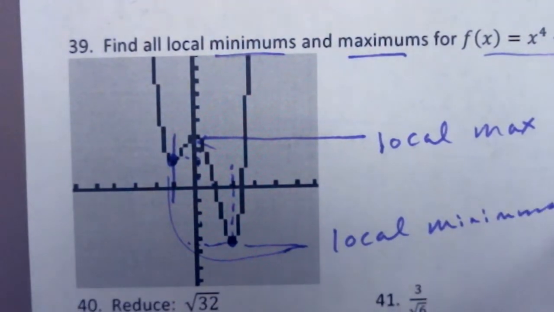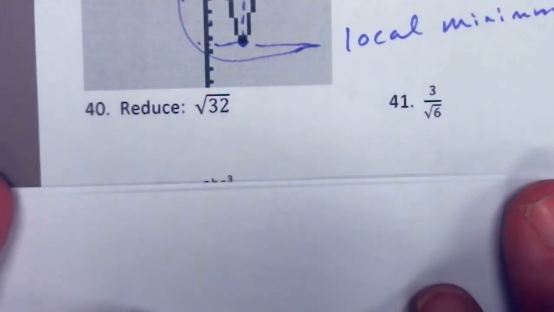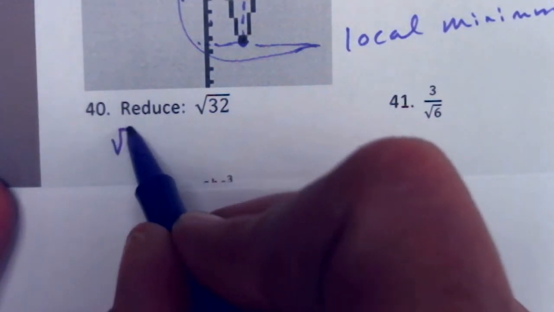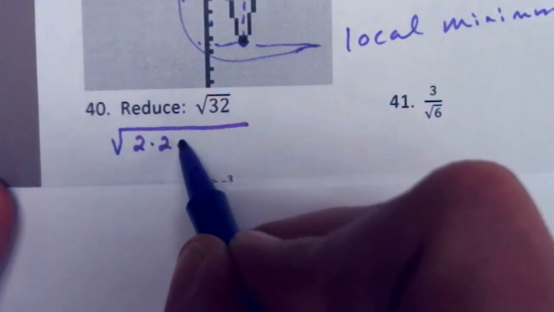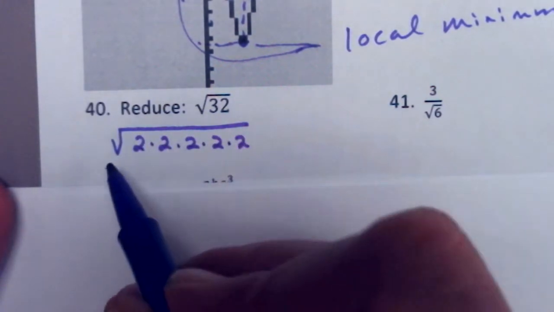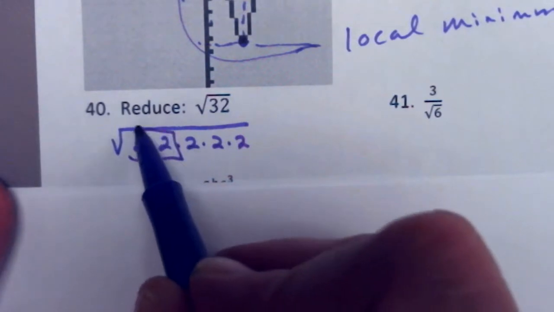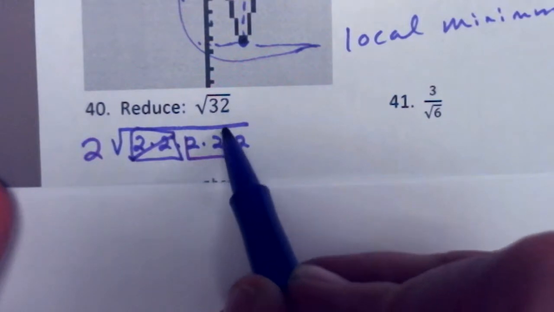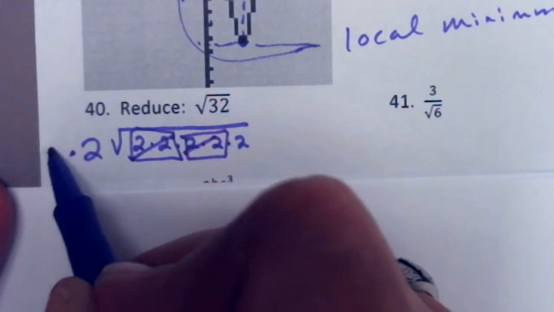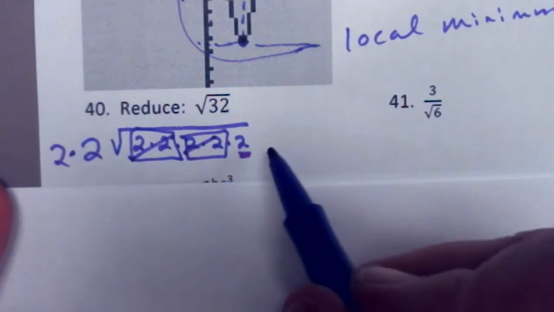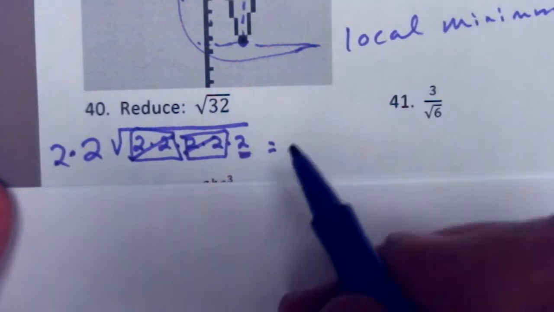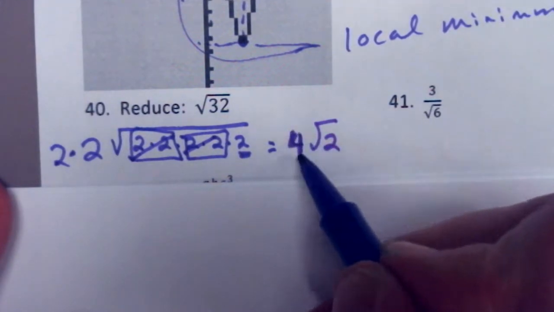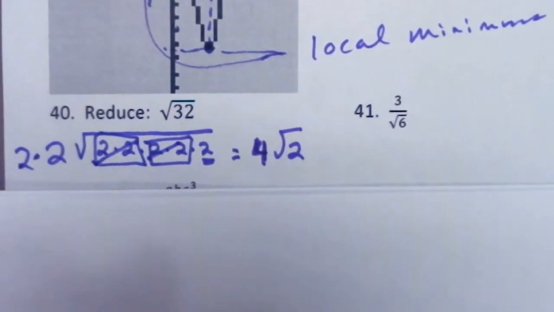All right, number 40. We're getting into simplifying radicals. 32, if you do the prime factors of 32, you'll find it's 2 times 2 times 2 times 2 times 2. Since we're taking a square root, you need a pair. 2 times 2 is 4, square root of 4 is 2. So each pair of 2's I can take out of the square root and put a 2 out front. This 2 doesn't have a buddy, so it's going to stay underneath. Outside, 2 times 2 is 4. Underneath, square root of 2 is left in there. So 4 square root of 2 is the answer for number 40.